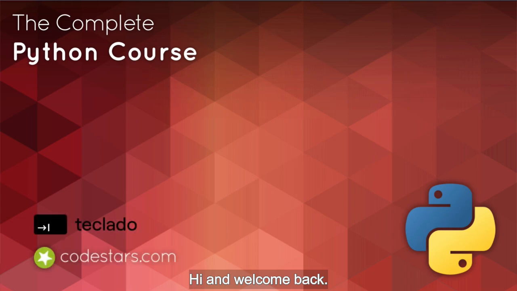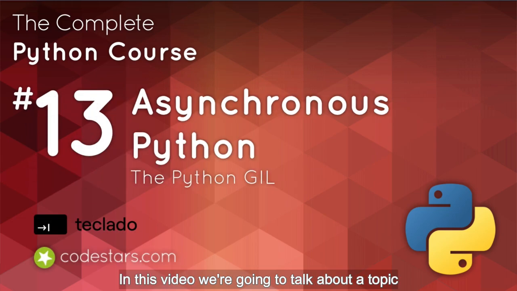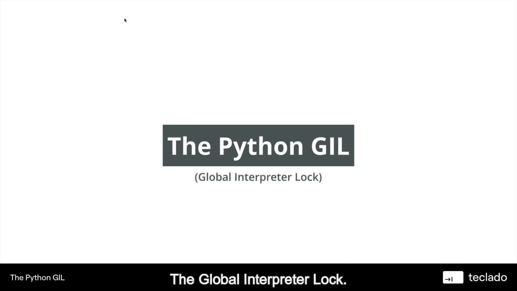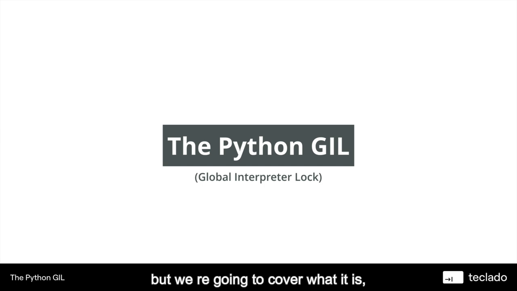Hi and welcome back. In this video, we're going to talk about a topic that nobody talks about in online courses, so I hope you're excited about covering this one. And that's the Python GIL, the Global Interpreter Lock. This is a pretty advanced topic, and we're not going to go into all the technical depth, but we are going to cover what it is, why it's there, and sort of what it means for us.